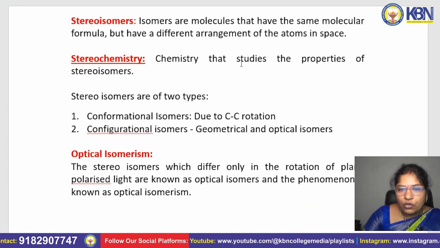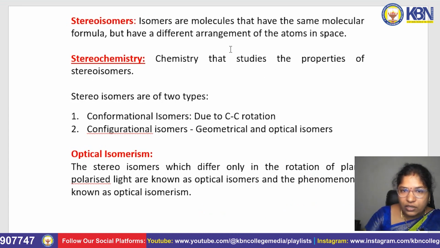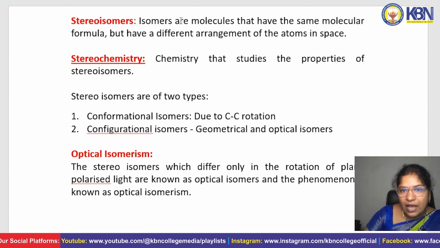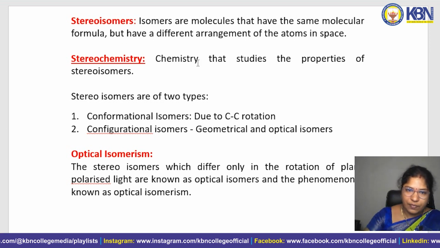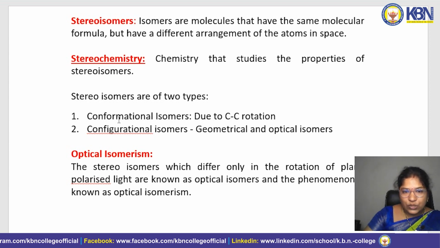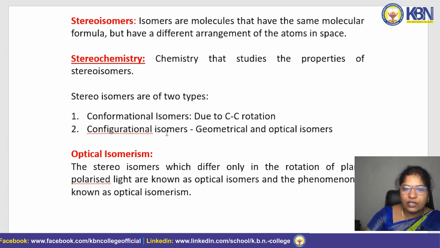Stereoisomers. We know that isomers have the same molecular formula but different structural representations. Stereoisomers are molecules that have the same molecular formula but different arrangements of the atoms in space. Stereochemistry is the chemistry that studies the properties of stereoisomers. Stereoisomers can be classified into two types: conformational isomers and configurational isomers.